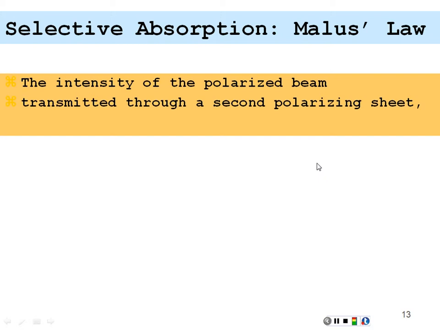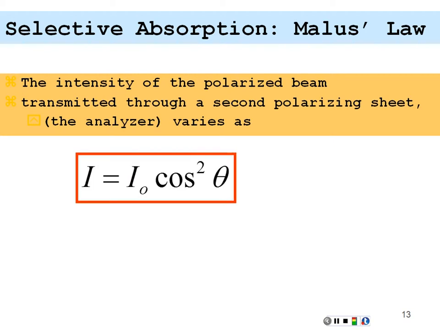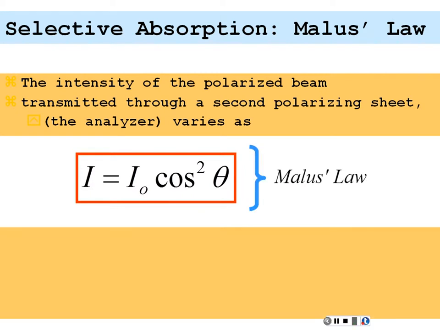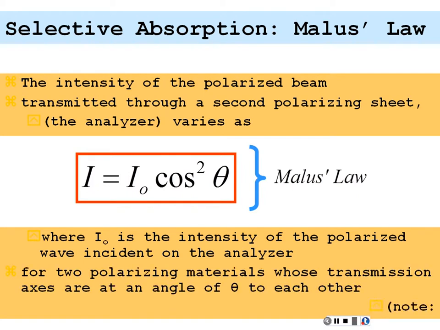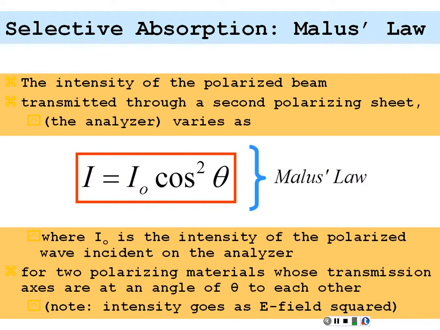The intensity of a polarized beam transmitted through one polarizing sheet and then through a second polarizing sheet, which is called the analyzer, varies as I naught cosine squared of the angle theta. We know that the E field vector is the amplitude of the light, and hence intensity is always proportional to the amplitude squared. This is called Malus's law. I naught is the intensity of the polarized wave incident on the analyzer, for two polarizing materials whose transmission axes are at an angle theta with respect to one another.